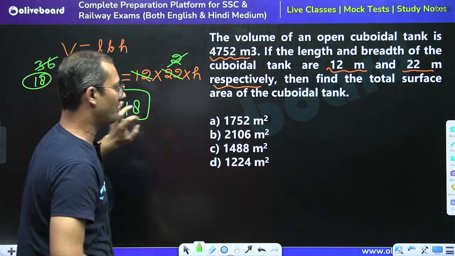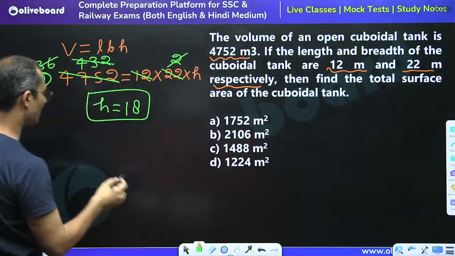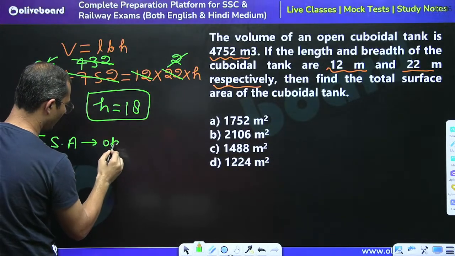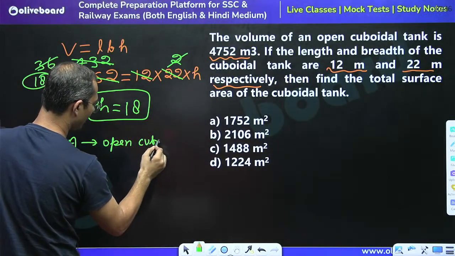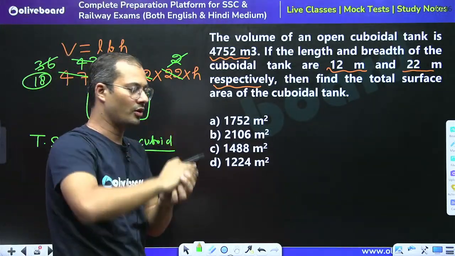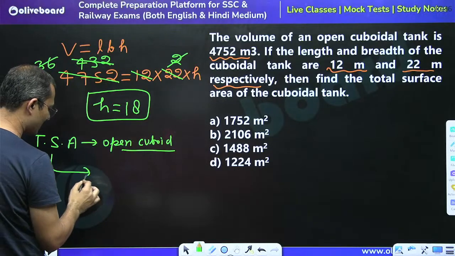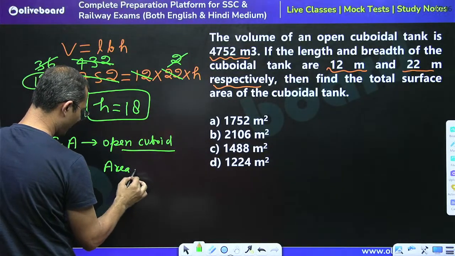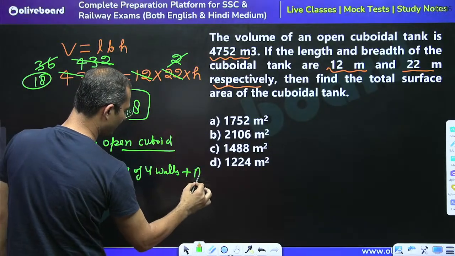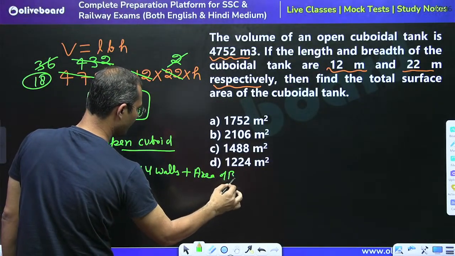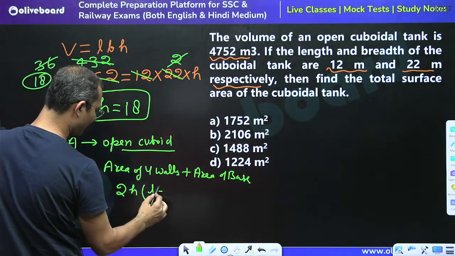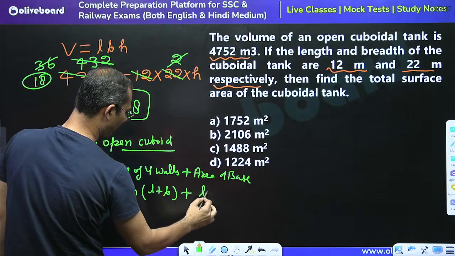Now the question is saying find the total surface area. See, the total surface area of open cuboid. Note it, open cuboid, right? It means there is no top. So total surface area is given by area of 4 walls plus area of base, or we can say base area. I think this is clear. So it is 2H into (L plus B) plus L into B, right?